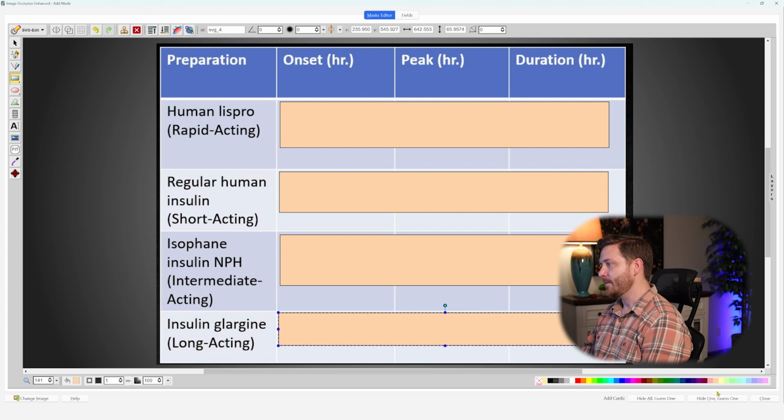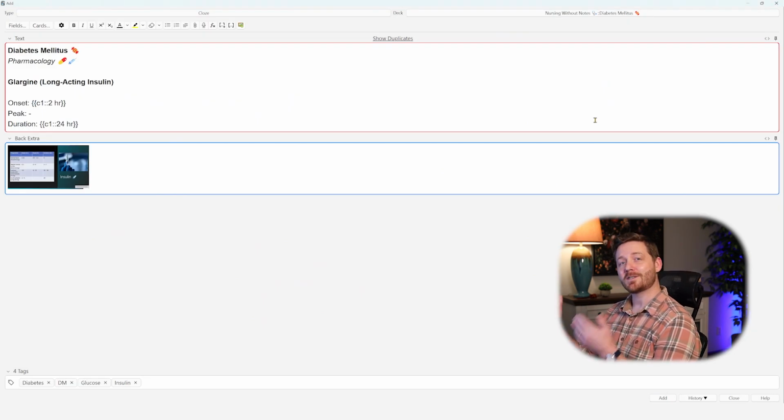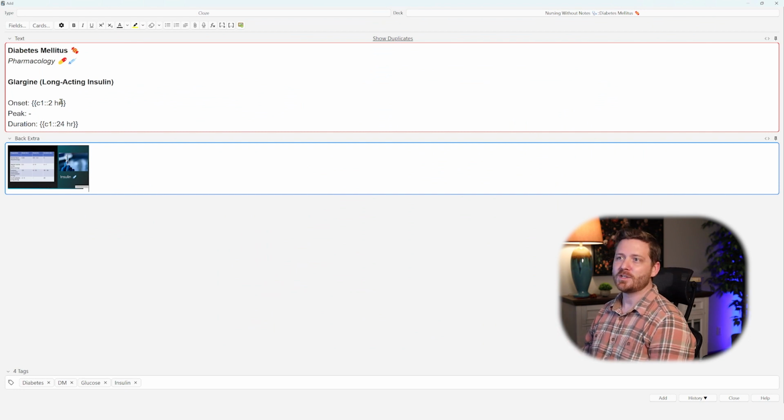So down here at the bottom, I'm not going to hit hide one, guess one. I'm going to select hide all, guess one. That way I'm able to test myself individually on each one of these insulin types and not inadvertently look at the answers to all the other 3. So now I'm going to hit hide all, guess one. And as you can see here, I've added 4 cards. And now we've got 4 cards that we can test ourselves over the chart, which is essentially the same thing we did here with the closed deletions. It just depends on how you'd like to do it.